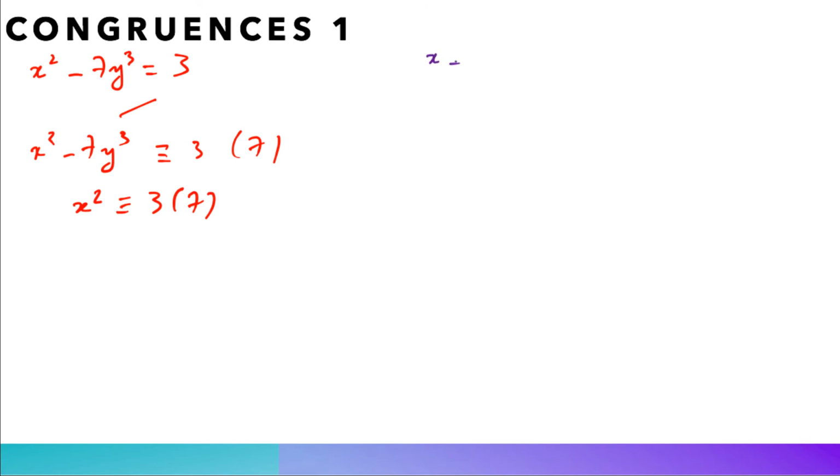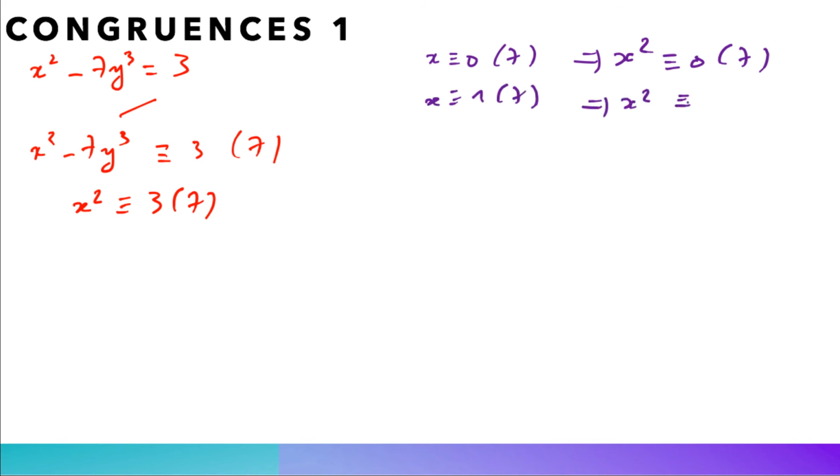If x is congruent to 0 modulo 7, then x squared is congruent to 0 squared modulo 7, which is 0 modulo 7, and this is different from 3 modulo 7. Now if x is congruent to 1 modulo 7, then x squared is also congruent to 1 modulo 7, because 1 squared is 1, and it is different from 3 modulo 7. If x is congruent to 2 modulo 7, then x squared is congruent to 4 modulo 7, and 4 modulo 7 is also different from 3 modulo 7.